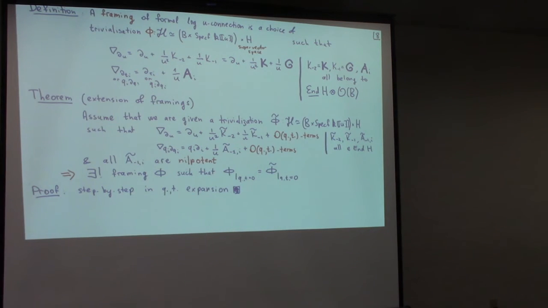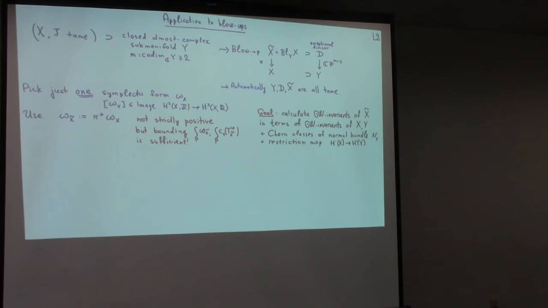Suppose all these operators are nilpotent, then there exists a unique framing which extends your framing at the point q, t equal to 0. And the proof is step by step, again, in the q, t expansion. If you go in variable t, you don't use this nilpotence condition, it's very easy. And if you go to q, you get some kind of tower of equations, and you resolve it exactly because you're using this part as nilpotent. So it's a short calculation, which I will not show to you. I think it's a true theorem.